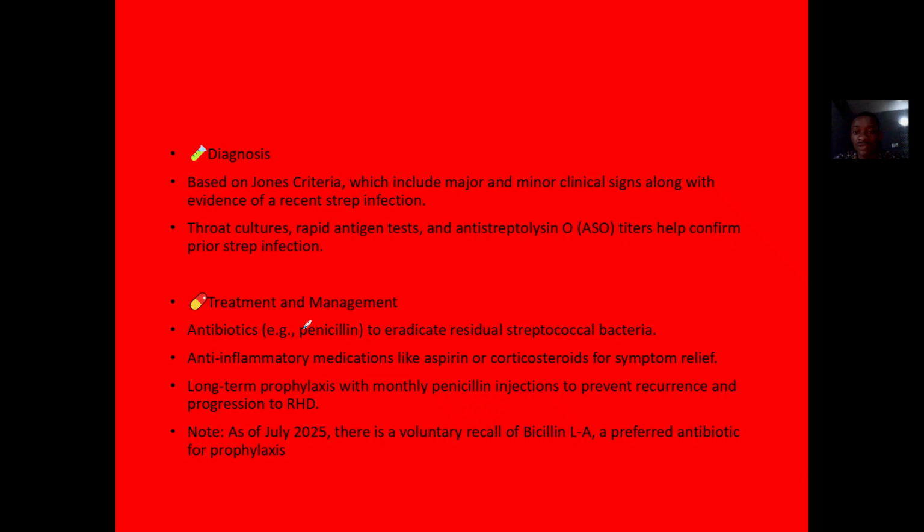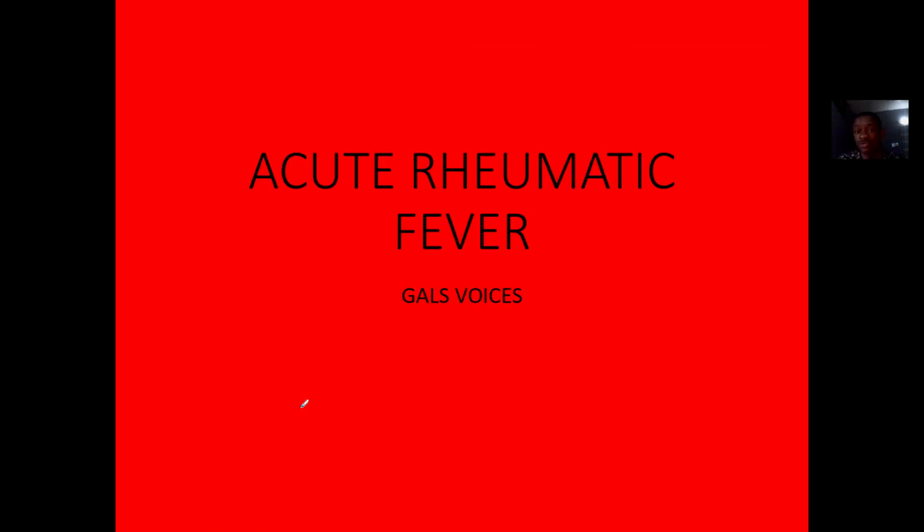Diagnosis is based on the Jones criteria, which is divided into major and minor, which we'll talk about later, and also results you get from the lab. Treatment: you are dealing with a bacterial infection, so you can use antibiotics. Since you are also dealing with an inflammatory condition, you can also use anti-inflammatory drugs. That's basically what we have for the introduction to acute rheumatic fever.